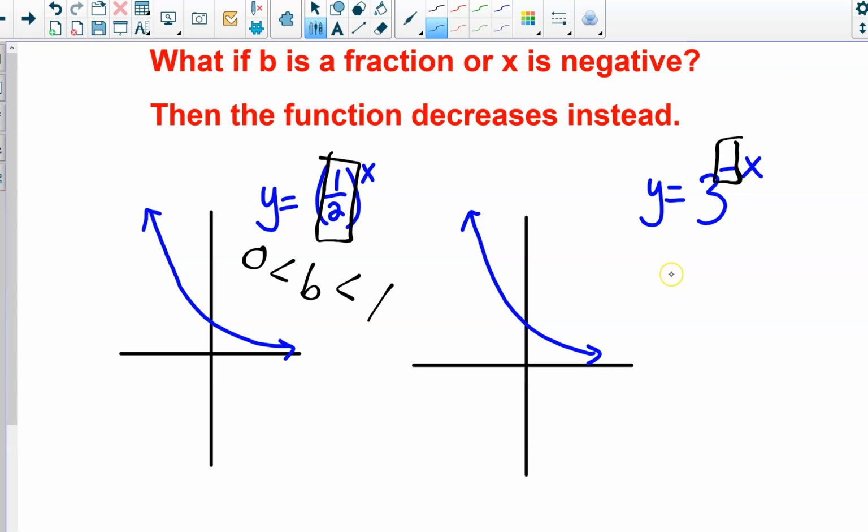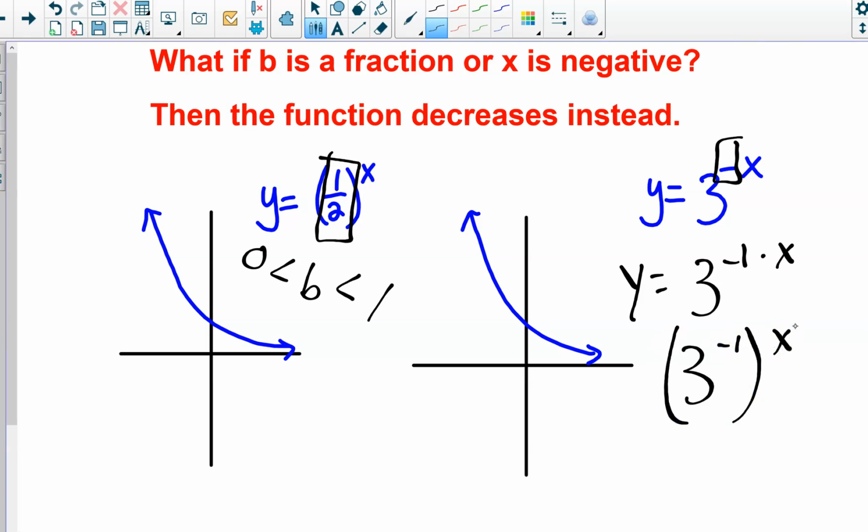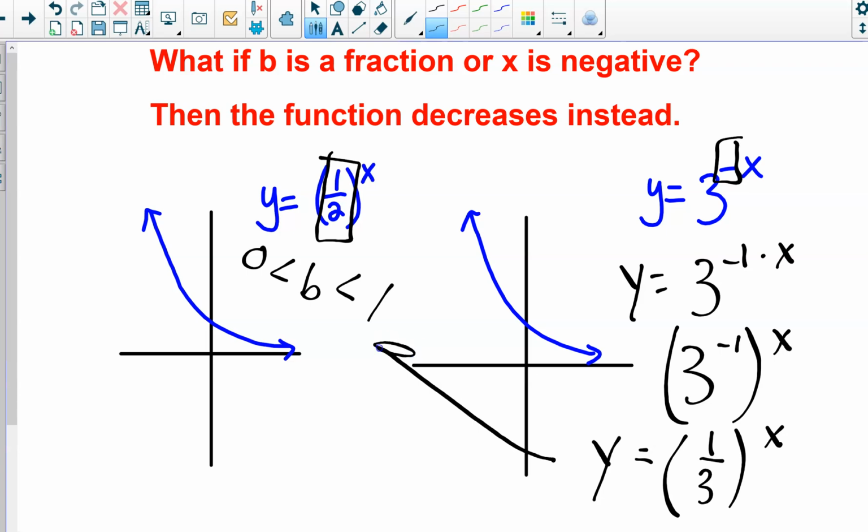If I were to look at that one, this is the same as 3 to the negative 1 times x, which is the same as 3 to the negative 1, to the x, if you remember Algebra 2. And 3 to the negative 1 is the same as 1/3, to the x. So if something has a negative power, it's really a fraction. That's why these are pretty much the same, but we're not going to simplify this each time. We're just going to know that if there's a negative exponent, it would be just like the fraction one, decreasing.